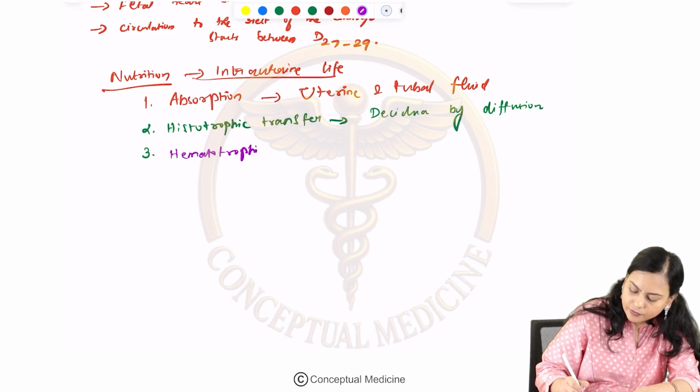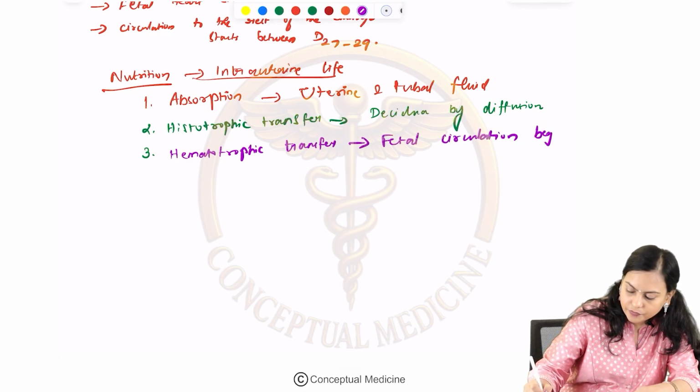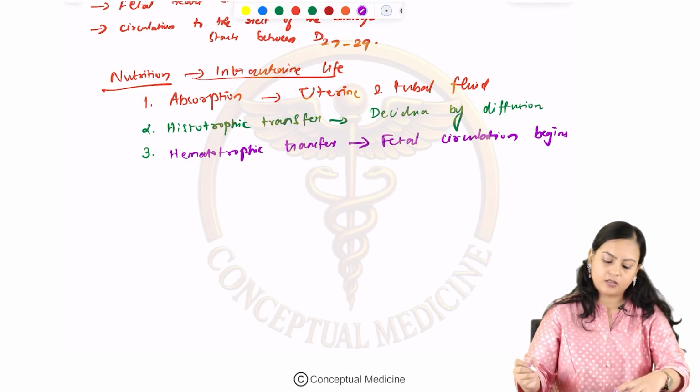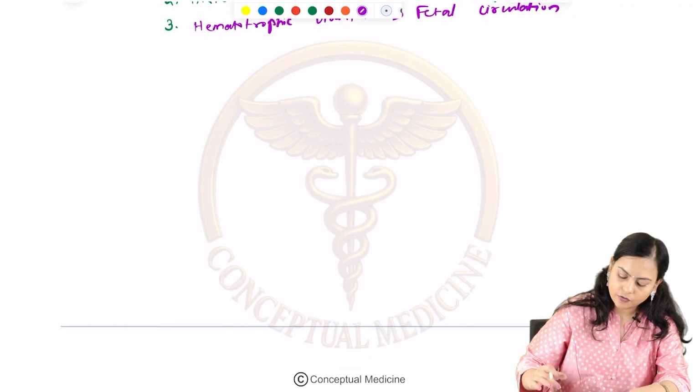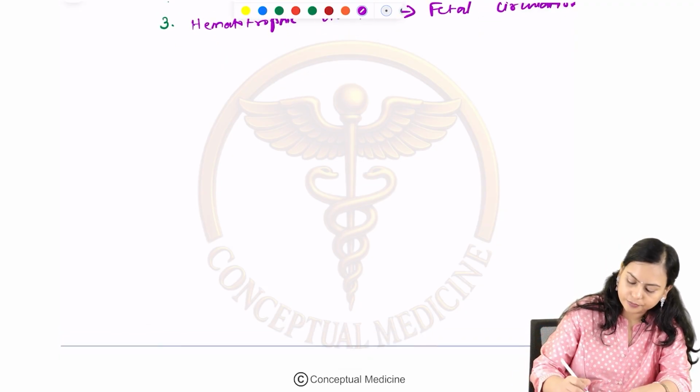And the third type of nutrition is the hematotrophic transfer, and this happens after fetal circulation begins. I hope you have understood. Now, we'll see about fetal circulation.